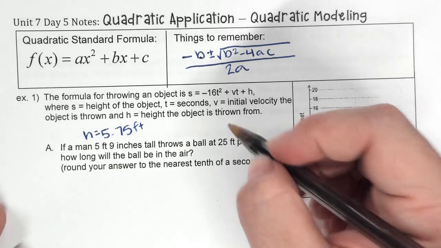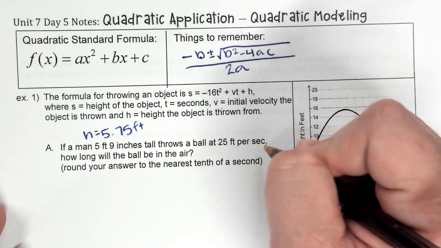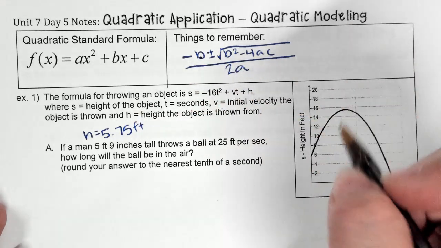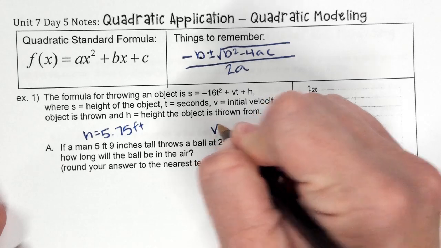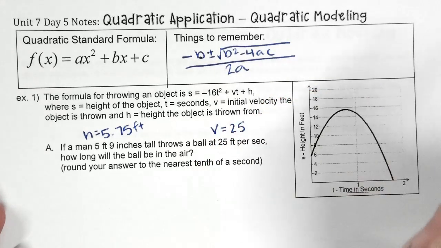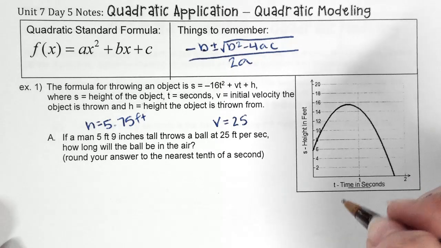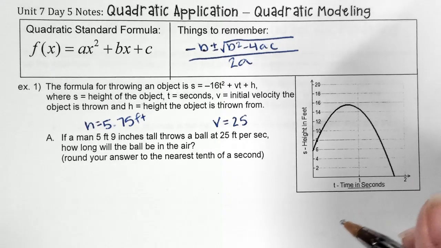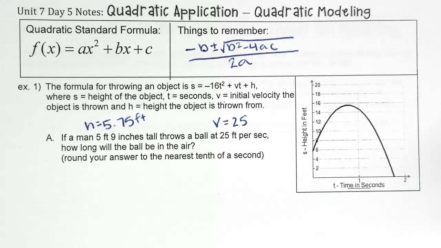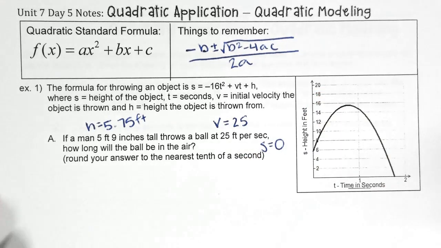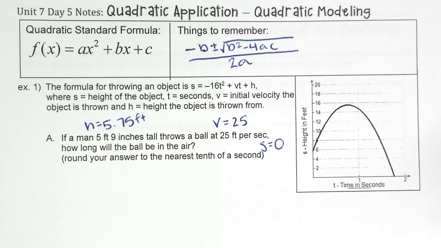Okay, and then it says, and a ball thrown at 25 feet per second. Is that my time, my initial velocity, or my current height? Yeah, that's my velocity. So velocity is 25. Okay, how long will the ball be in the air? Well, here's my question. If I tell you to record how long something's in the air, when are you going to stop recording? When it touches the ground. And what is the height when it touches the ground? 0. So I'm looking for when S equals 0. Because remember, S represents the current height.